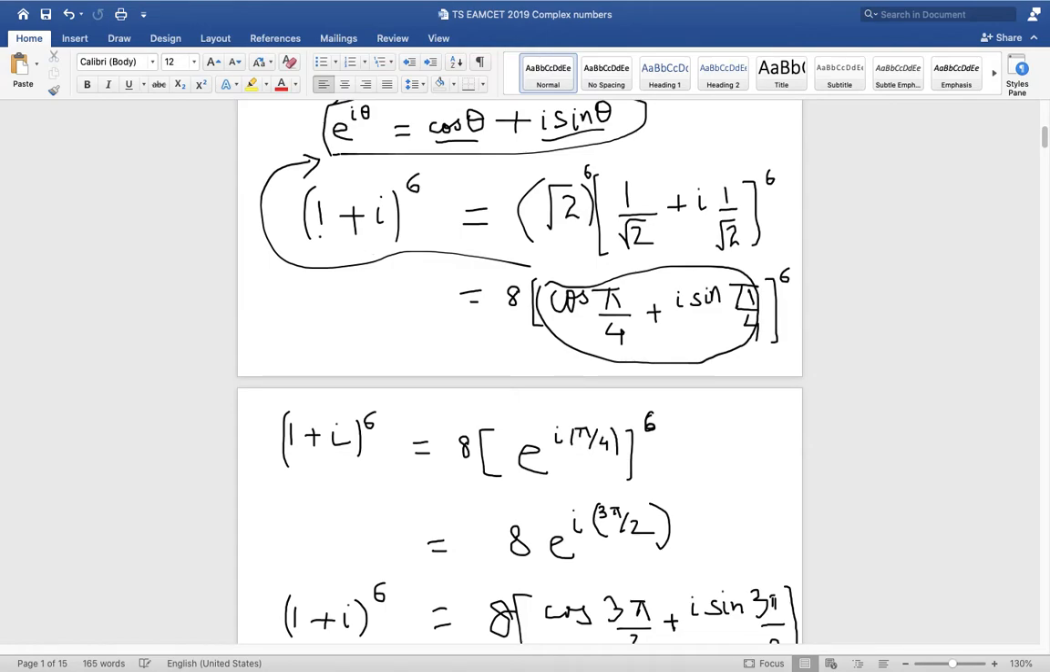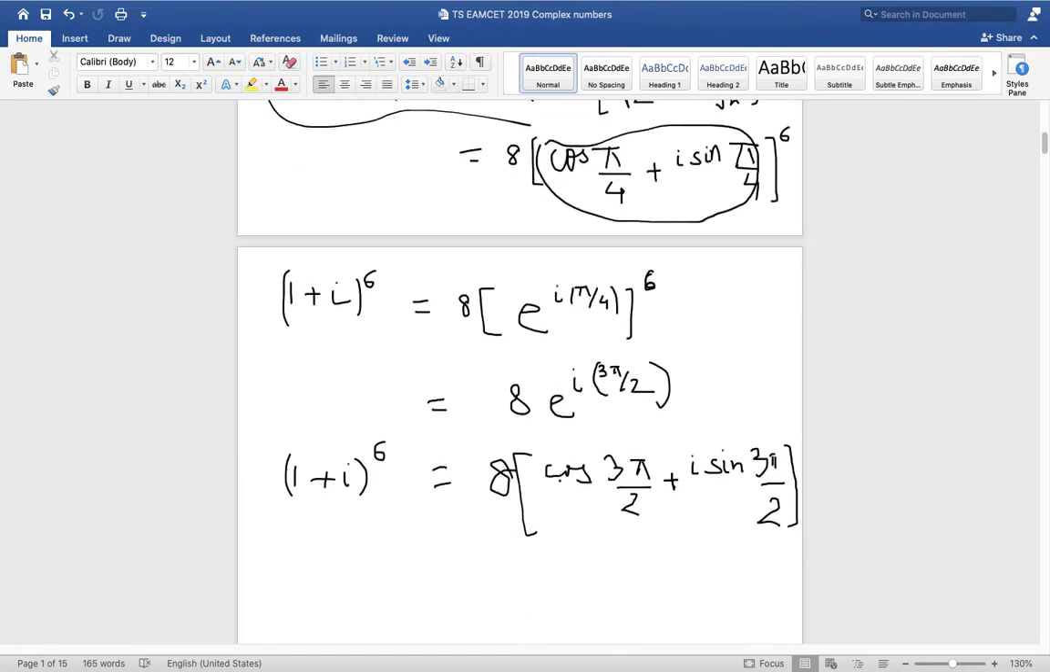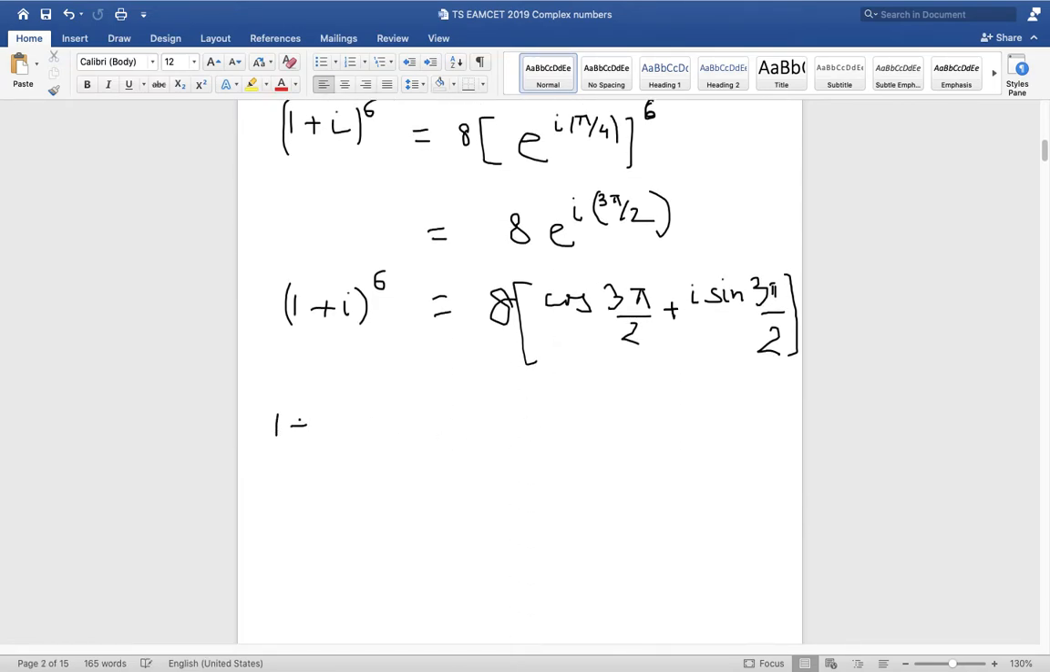Similarly, you can do this for (1 minus i) raised to the power 6. This plus will become minus here, so essentially cos minus pi by 4 plus sine minus pi by 4. So it will be minus 3 pi by 2. When you take the minus out, it will get here. So, or you can just replace, so you can do all that.